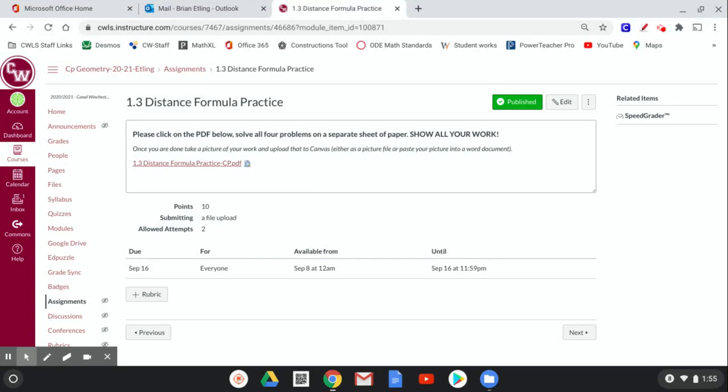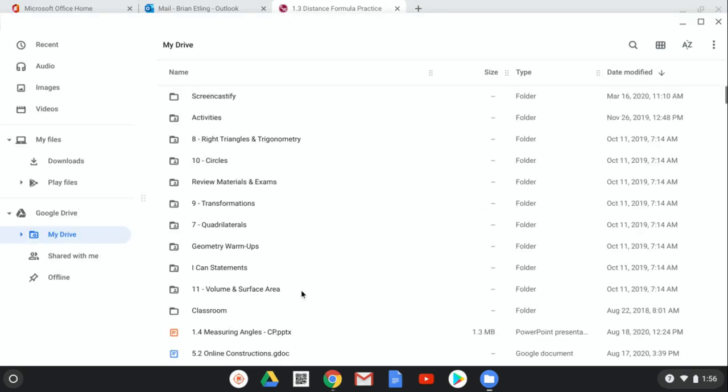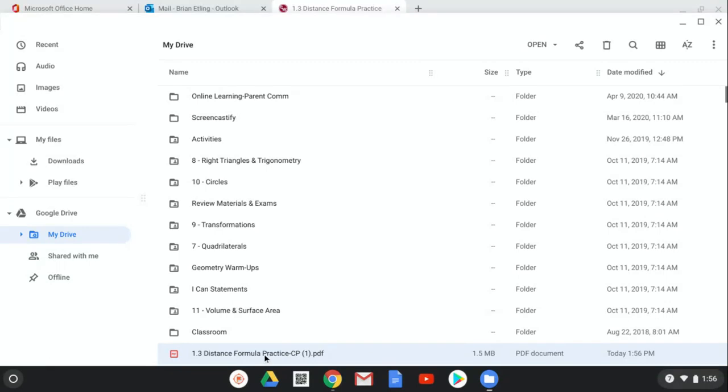So I am in the 1.3 distance formula practice. I just wanted to show you guys what it should look like, and how your work should look, and how to get in there, and how to do all that good stuff to complete this assignment. So you're going to want to click on the link first, and then click on Show in Folder. After you've done that, it'll show in your folder, and it'll be highlighted at the bottom of your screen. So go ahead and click on it.